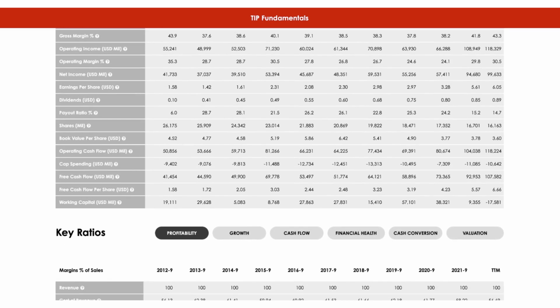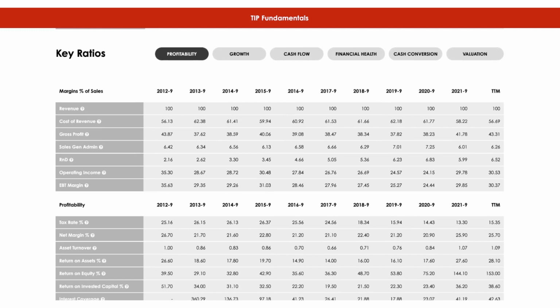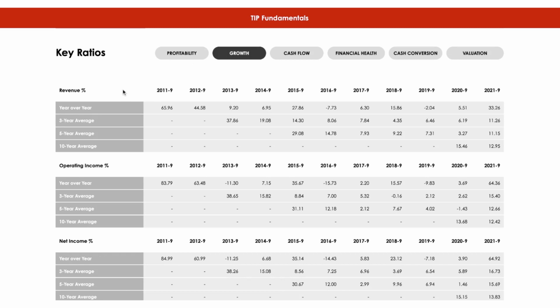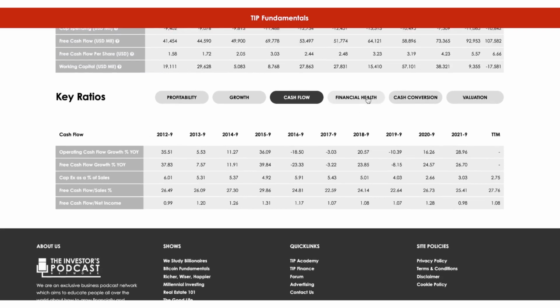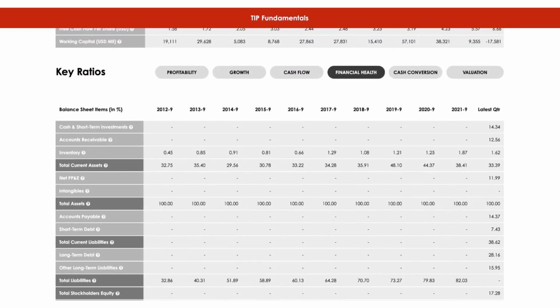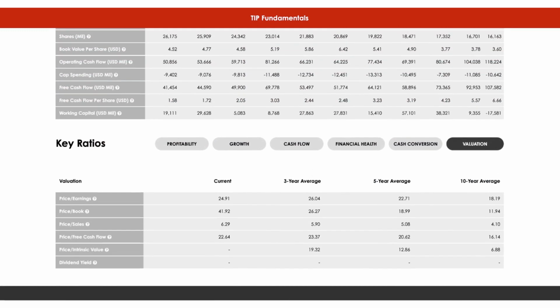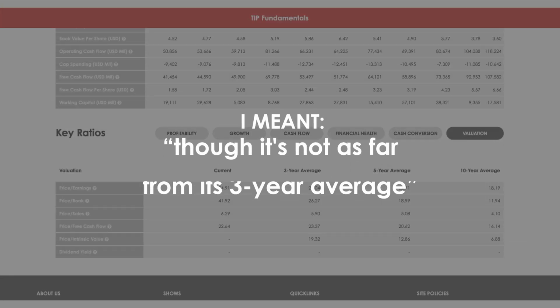If we jump down to the key ratios, we can see how Apple's performance has evolved over time. The return on assets has doubled in recent years, and its net margins have been consistently over 20% since 2012. We could also see other things like revenue and income growth, free cash flows as a percentage of sales, financial health, and its average valuation. Relative to its 5-year and 10-year average price to earnings, Apple stock looks a little expensive, so it's not so far from its 3-year average.